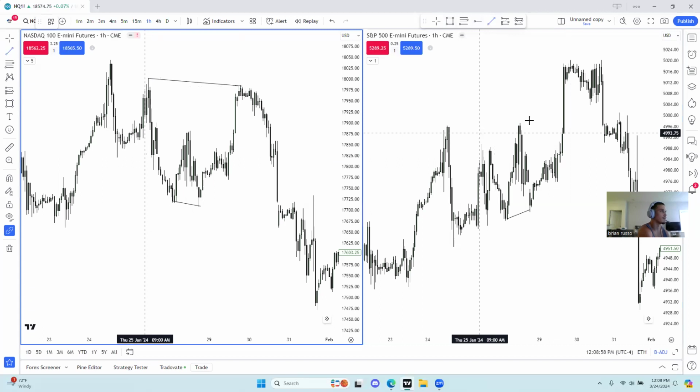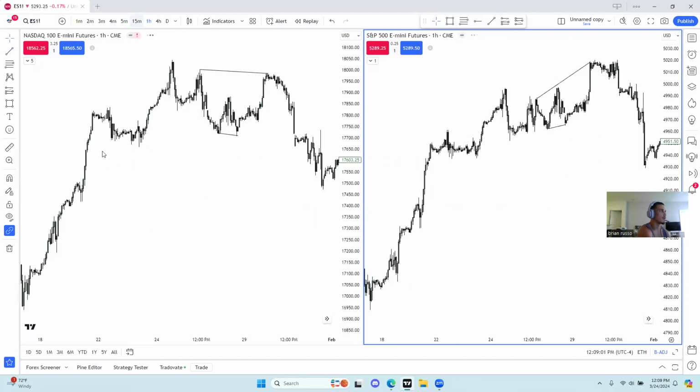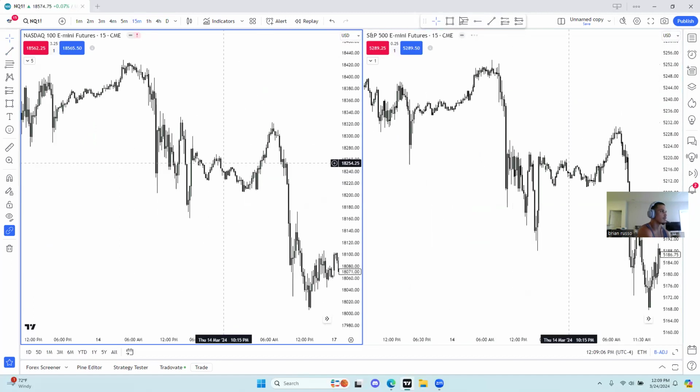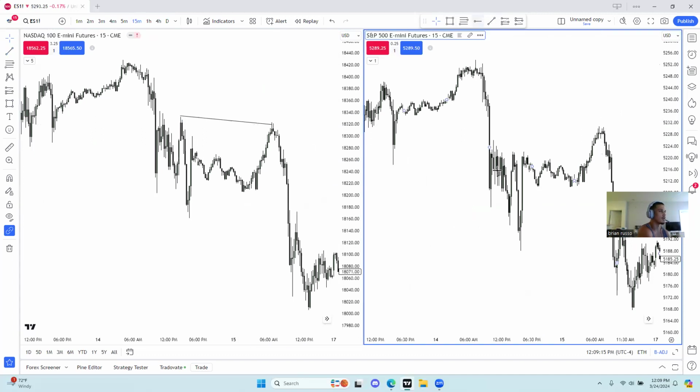But we use this on every time frame. I can go to the 15 minute and do the same thing. Here's a bearish SMT and price dumped. So keep that in mind. Always watch for SMTs. Very, very important if you want to take your trading to the next level.